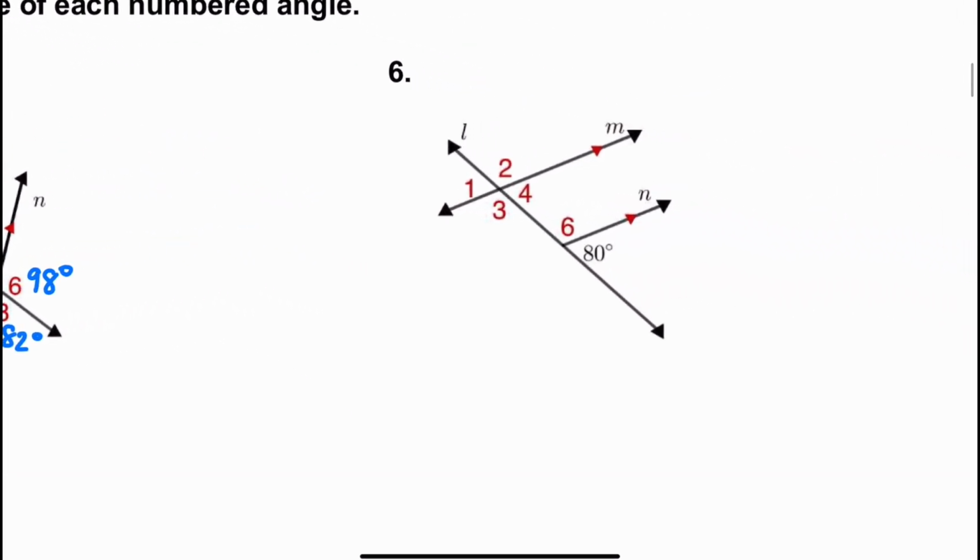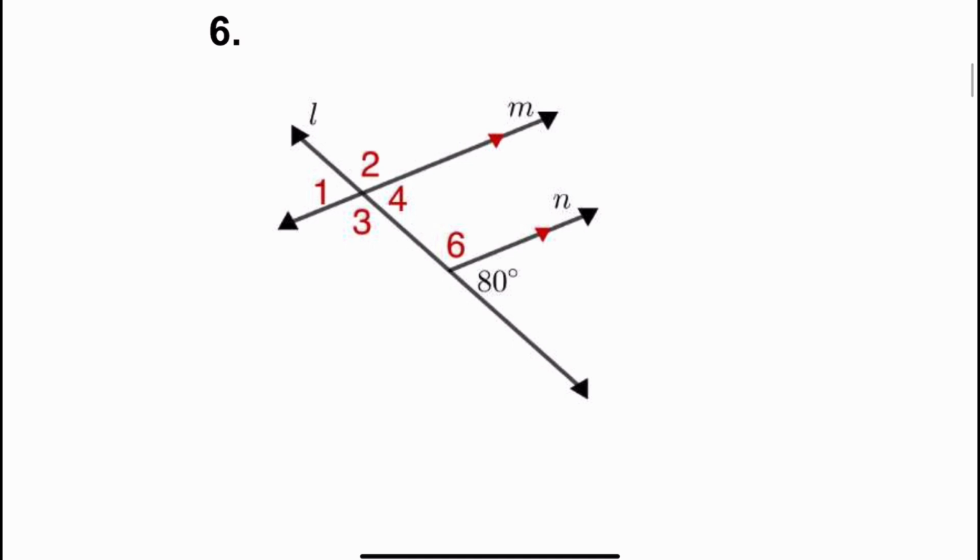Okay, looking at number 6, I have a straight line here, and two angles that are right next to each other on the straight line add up to 180. So if this is 80, then number 6 would have to be 100 degrees. Now we have parallel lines. Corresponding angles are equal. So 2 and 6 are corresponding. So angle 2 has to be the same as angle 6, which is 100 degrees. And 80 and angle 4 are also corresponding. They are going to both be 80 degrees.